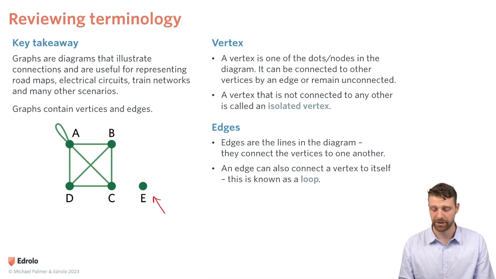The other dot points we've got about edges here is that edges are the lines in the diagram. They connect the vertices to one another. An edge can also connect a vertex to itself. This is known as a loop. So we've got one loop in the diagram here at A. There it is there. So just look out for loops.